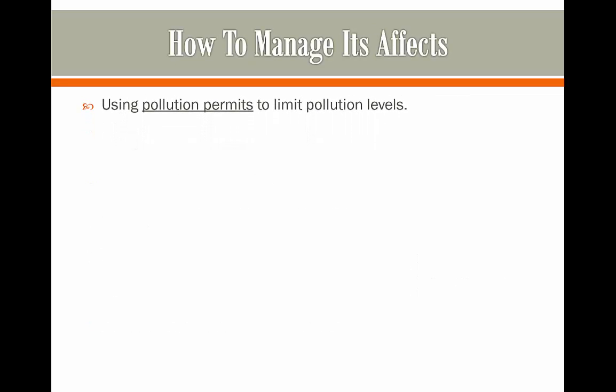We can use pollution permits to limit pollution levels. This then is basically a limit we give to producers and tell them they can't pollute more than this amount. As a result, the levels of pollution are limited and there's not going to be as much acid rain, as sulfur dioxide is not going to be reacting with H2O in the atmosphere.